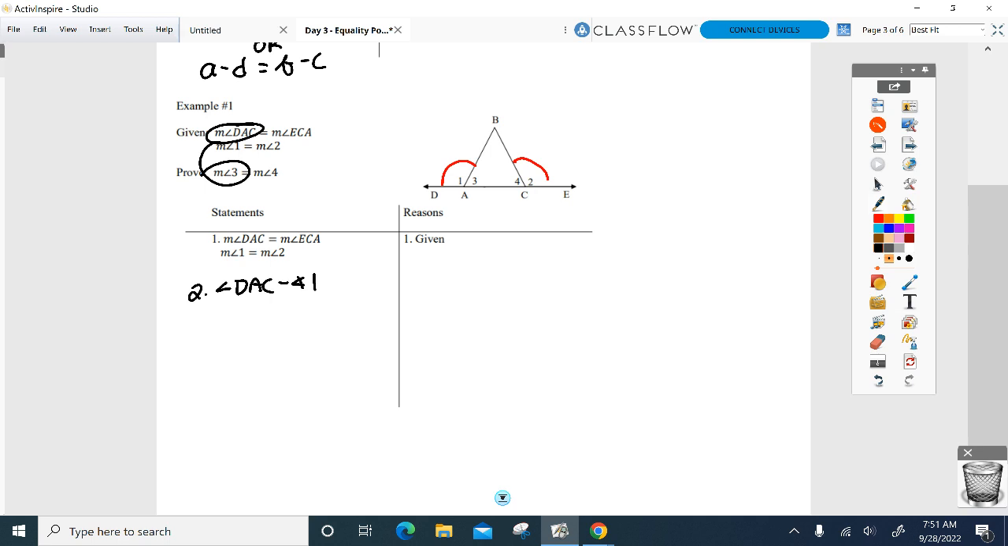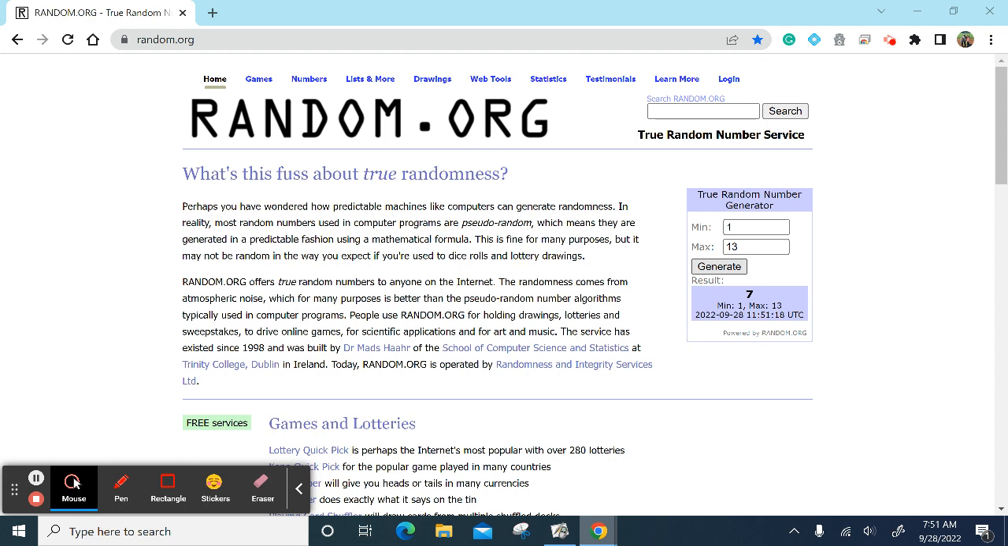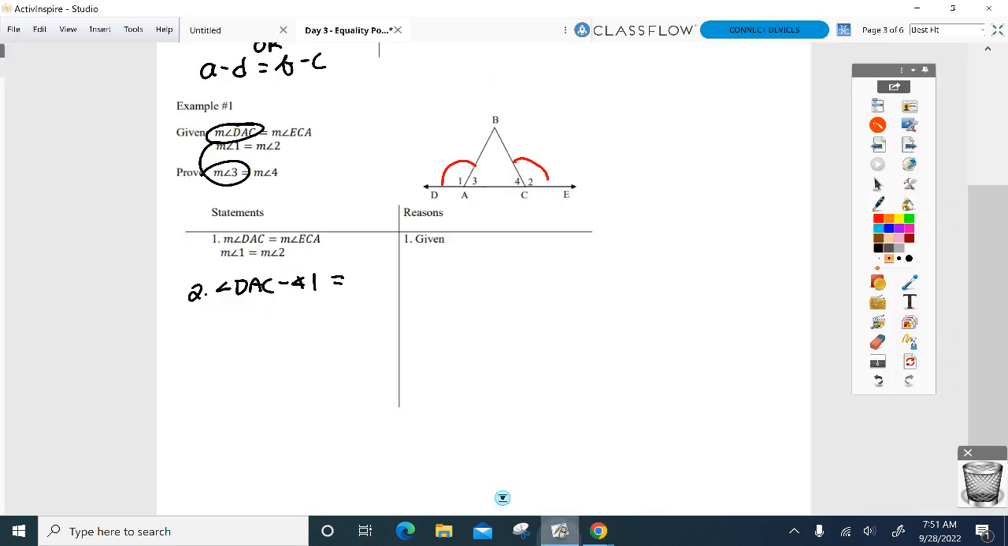Got it. It will be the same value if I subtract. What other 2 angles? Oh, again, on fire today. Come on, let's roll here. ECA minus angle 2. Now I'm going to write what reason? Subtraction.